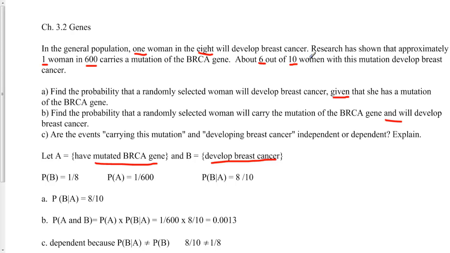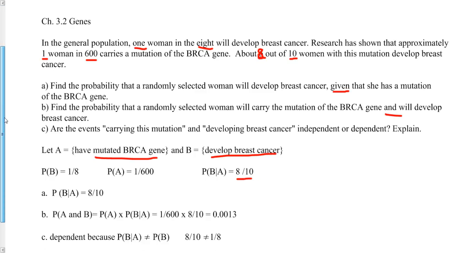Then 6 out of 10 have the mutation, which is A, and they develop breast cancer. So this means the probability of B, given that A has already happened. They have the gene, which is A, then they get breast cancer. So that is 8 out of 10, not 6 out of 10. I've made a typographical error there. So that's 8. Okay, so now we're going to look at this first one. This says that they develop breast cancer given that they already had the gene. So that's B, breast cancer, given that A has already happened, and we know that's 8 out of 10.